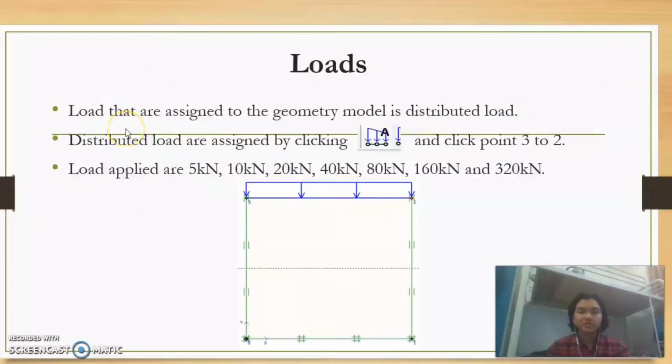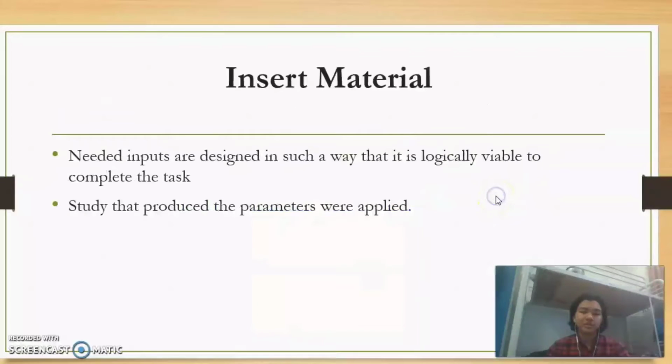Loads that are assigned to the geometry model will be distributed loads. The load will be assigned by clicking this icon in the interface and by clicking point 3 to point 2. The loads that will be applied are 5 kN, 10 kN, 20 kN, 40, 80, 160, and 320 kN.